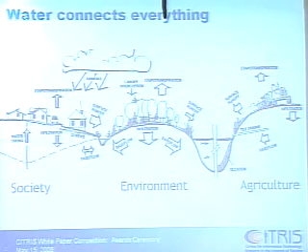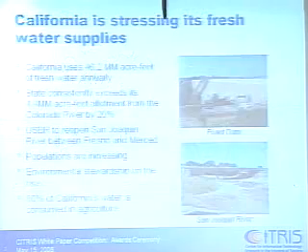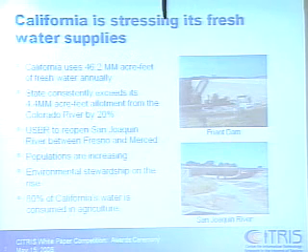So water connects everything. It's important for our state to take this discussion because California is really stressing its freshwater supplies. And even though in a wet year like this we think, oh, we're not going to have any problems with water, we do. We use 46 million acre-feet of freshwater annually. To sort of give you a sense of reference, that's about 180,000 Rose Bowls annually that's just used.